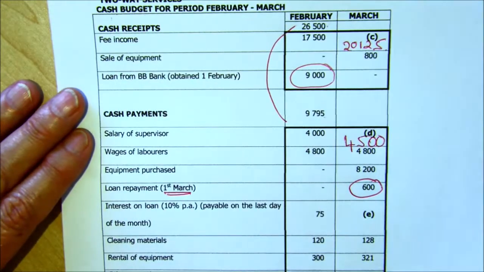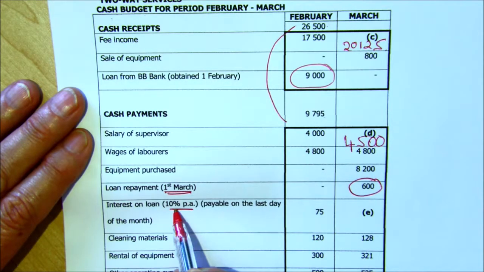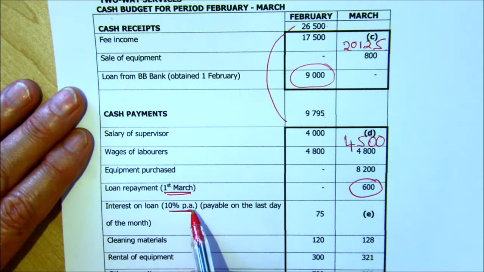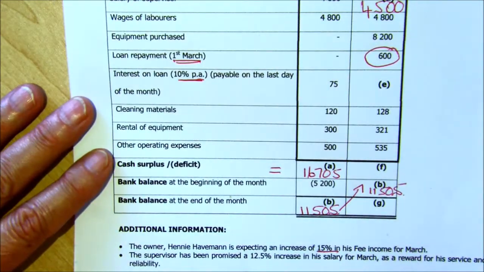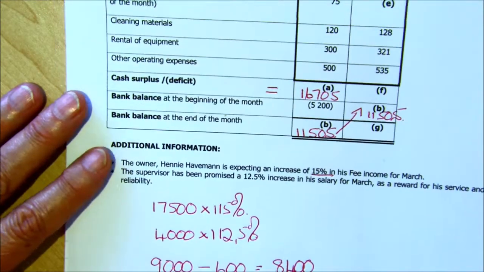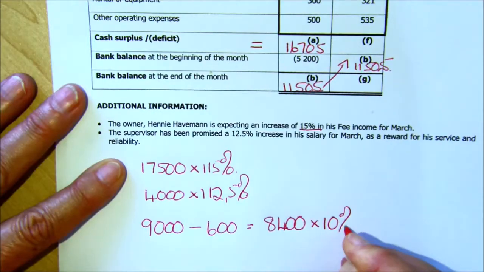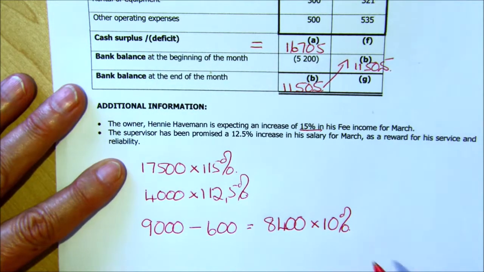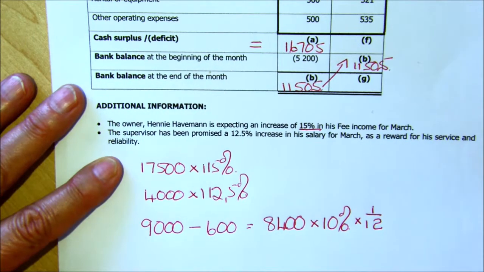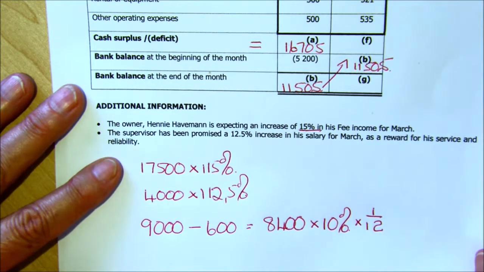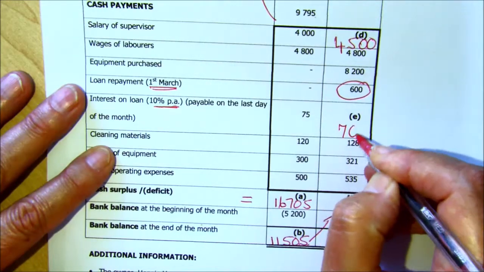The interest on the loan, which is what you're asked to calculate here, is at 10% per annum. Now please take note that is per annum. And it's payable on the last day of the month. So at the end of the month now, you're going to work out and say, well, during the month, I only had 8,400. Find 10% of that, because that's the interest rate. But because that is for a year, we have to divide it by 12. We want to find out what just 1 month is. And so your interest comes to 70 Rand.